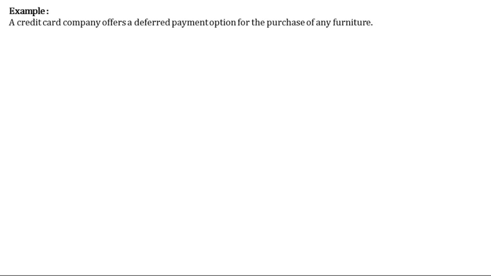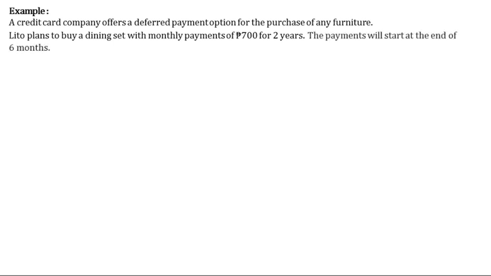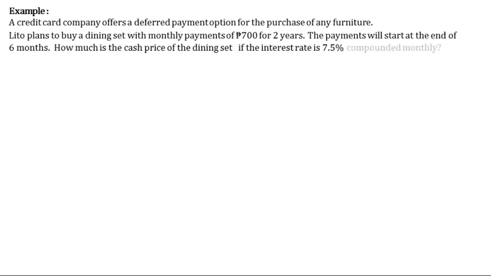So, another example. A credit card company offers a deferred payment option for the purchase of any furniture. Lito plans to buy a dining set with monthly payments of 700 pesos for 2 years. The payments will start at the end of 6 months. How much is the cash price of the dining set if the interest rate is 7.5% compounded monthly? So, tingnan natin yung mga given.